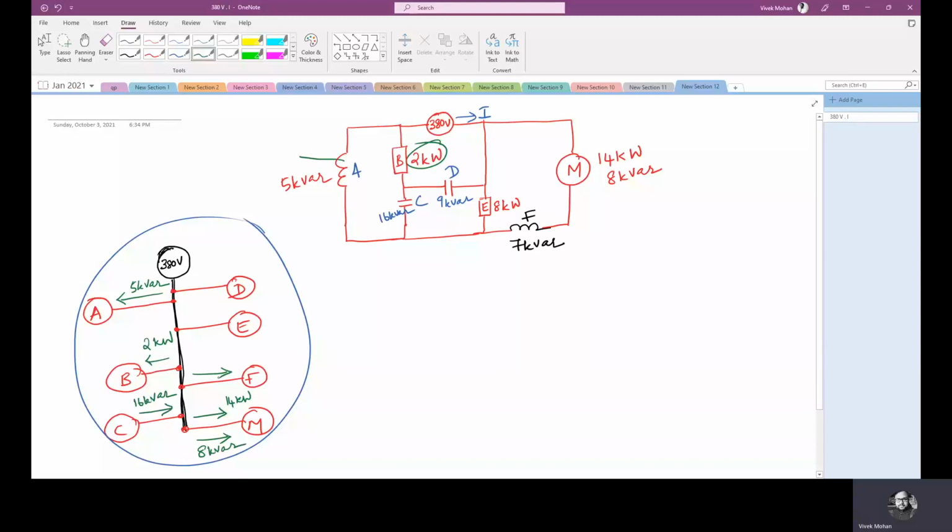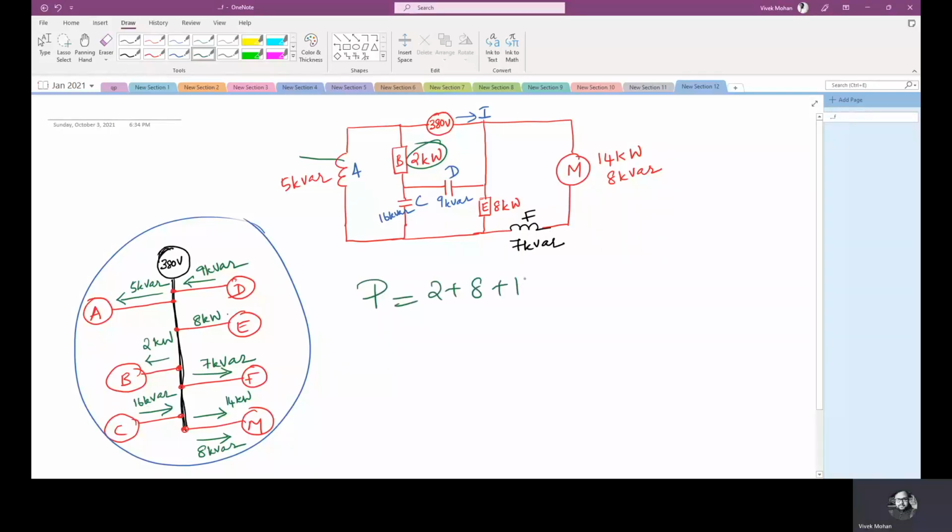Now my load F, where is load F? That's a reactor, right? So 7 kVAR is absorbed. Then E is absorbing active power 8 kilowatts. Then what about D? D is delivering 9 kVAR. So from this we get this power flow diagram. This is a power flow representation of the circuit. From here we can directly find the total reactive, active, and apparent power, even the current and power factor also.